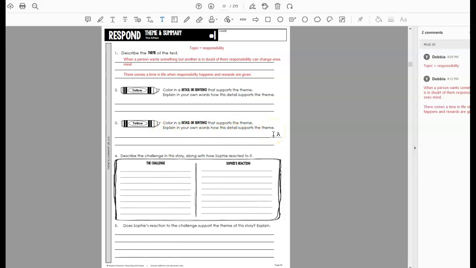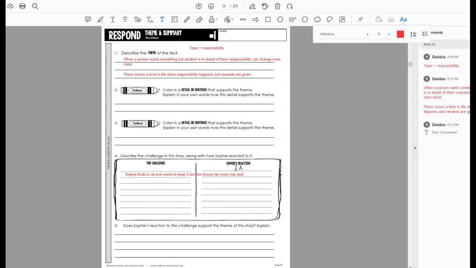Explain in your own words. I guess it's asking you for two different ways that help you know that. What was the challenge? The challenge was that Sophie finds a cat and wants to keep it. The challenge is the problem. She finds a cat and wants to keep it, but she knows her mom has said no in the past.